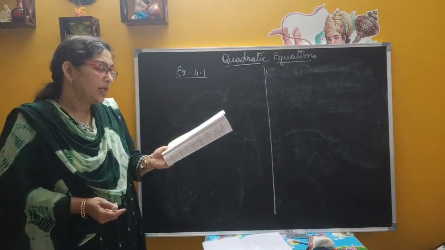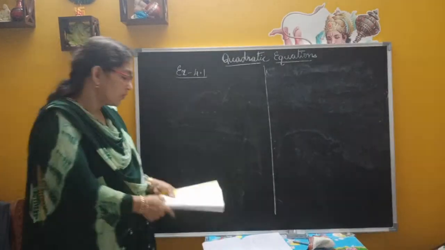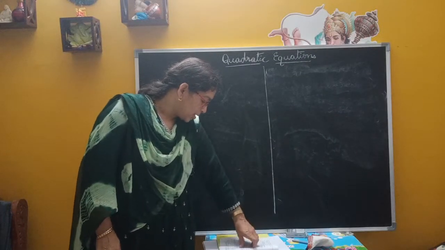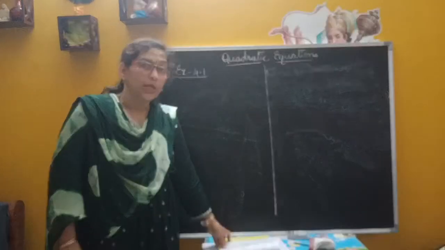We need to find the length and breadth of the plot. Okay, length and breadth of the plot. The area is given as 528 meters square, and the length of the plot is given with a condition.